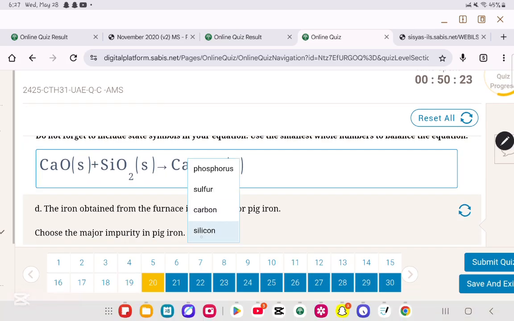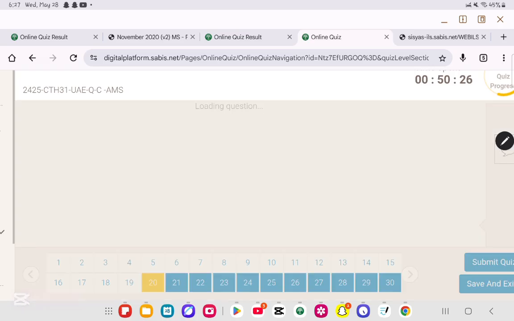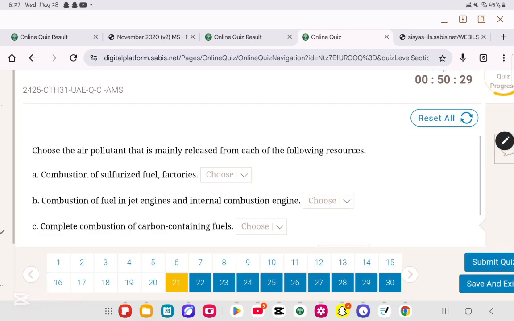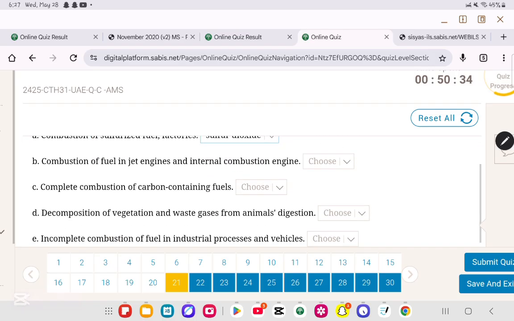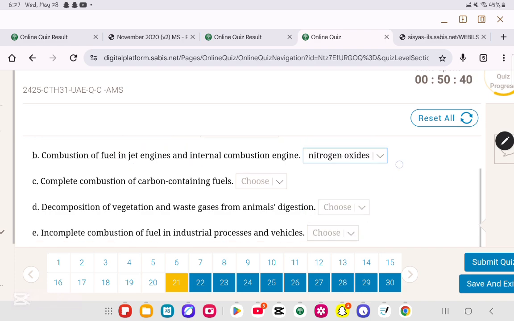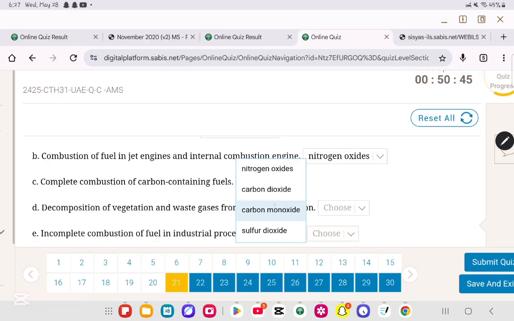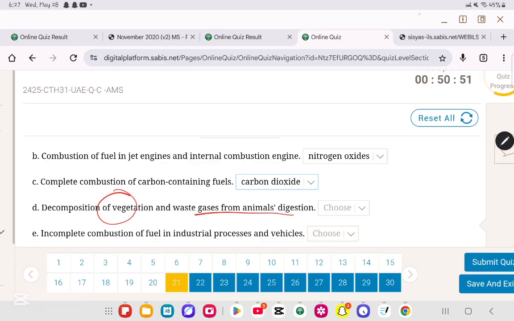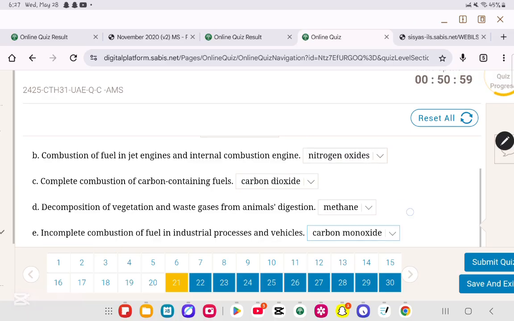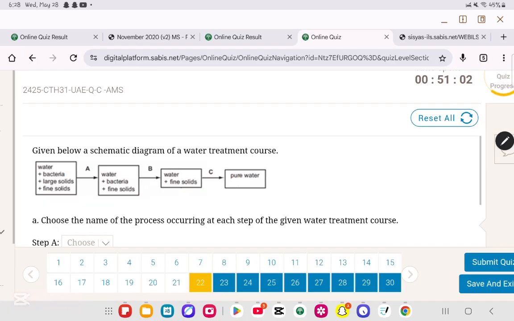Choose the major impurity in pig iron. It is definitely for sure carbon. We move on to question number 21. Whenever you see sulfurized fuel, you will know it's directly sulfur dioxide. When you see combustion of fuel in jet engines and internal combustion, this is nitrogen oxides. The complete combustion of carbon-containing fuels is carbon dioxide. Decomposition of vegetation and waste gases from animals is methane. And when you see incomplete combustion of fuel, it is carbon monoxide.